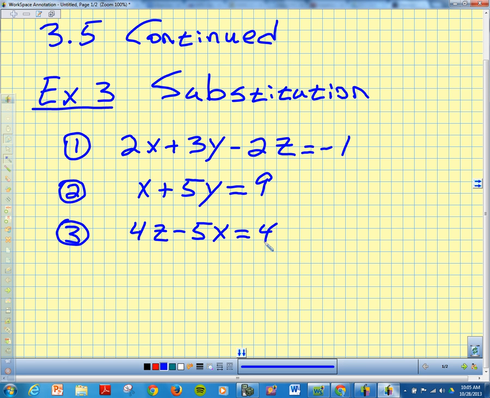Calculator's always the same because it's just one method of doing stuff. So we're doing substitution. Which out of the three equations and what variable is the easiest one to solve for? Equation number 2 and the x, right? Because that's the only one that doesn't have a number in front of it. That's why it's the easiest one to solve for.